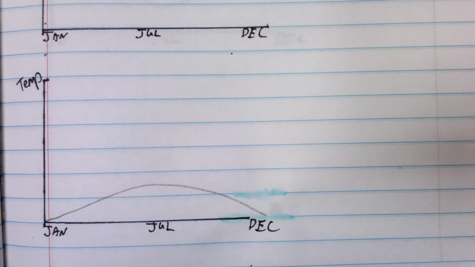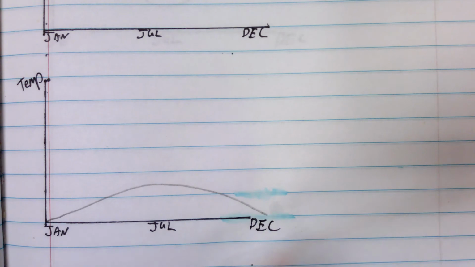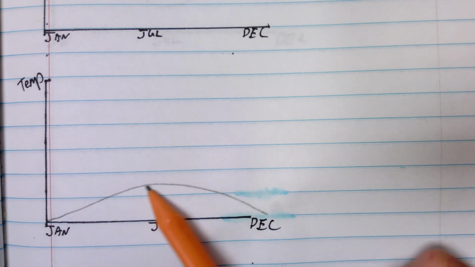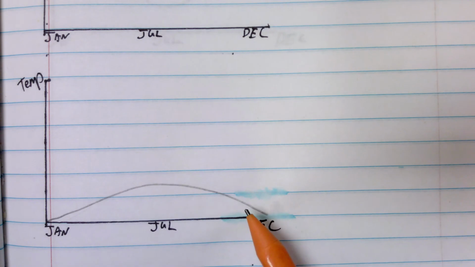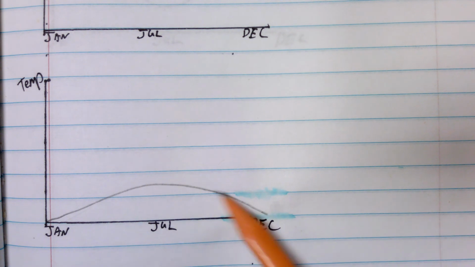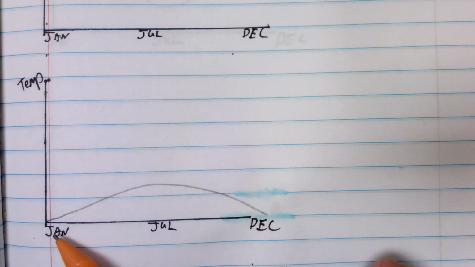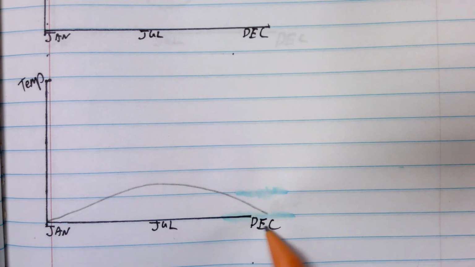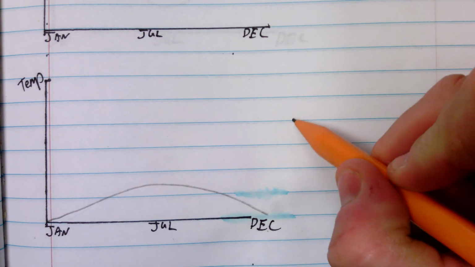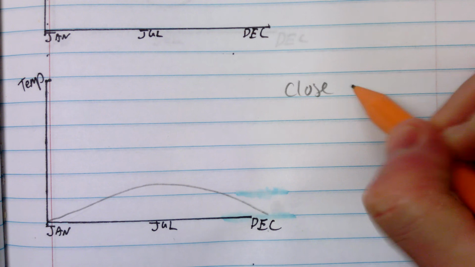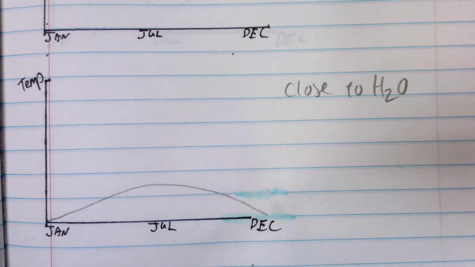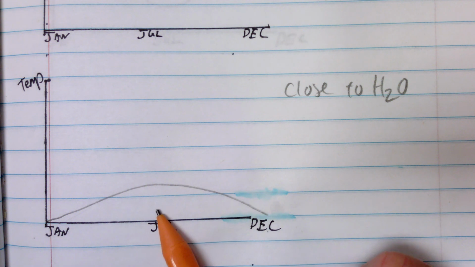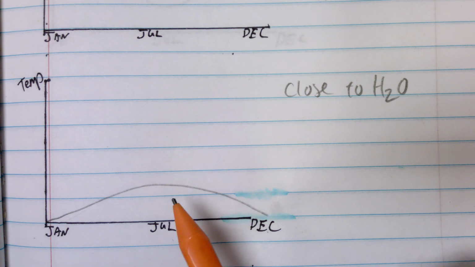Now let's take a look at this one. Here we got one that still doesn't seem to change too much. Changes a little bit more than the one we had before, but it has a little bit more of a change to it from winter to summer to winter again. Well, if it's not changing that much, it's got to be close to water. Because the only thing that's going to keep your temperatures from changing too much from summer to winter is if you got a big body of water close by.